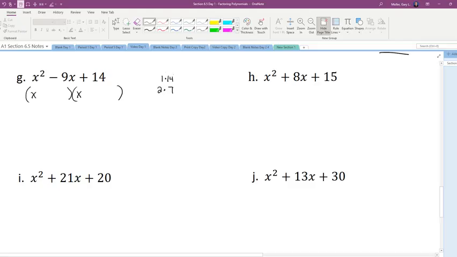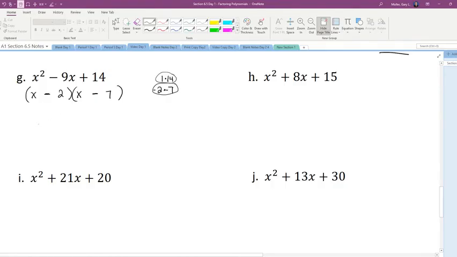Now there's 2 possibilities, either this one or this one. They both multiply to be 14, but they do not both add to be 9. So if I pick the wrong one, it's not going to work. Okay, so I'm going to pick the 2 and the 7 because the 2 and the 7 add to be 9. I need it to be a negative 9, so the 2 and the 7 that I plug in are both going to be negative 2 and negative 7.